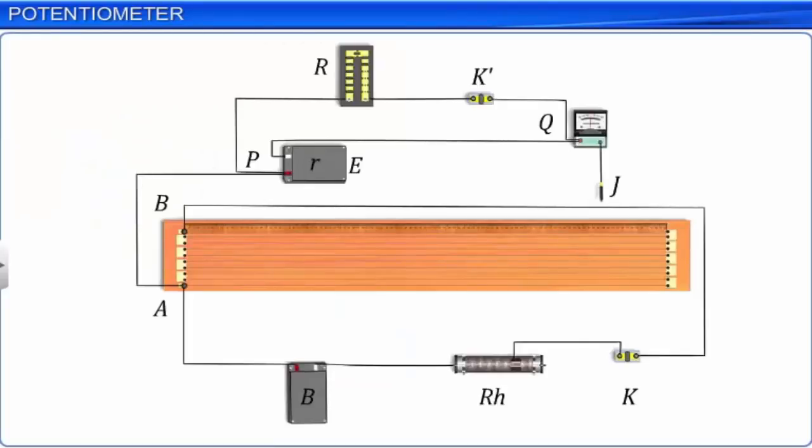Now, let us learn to find the internal resistance of a given cell using a potentiometer. The arrangement to measure the internal resistance of a cell using a potentiometer is shown. In this case, a cell of EMF E and internal resistance r is connected across points P and Q in the secondary circuit. An external known resistance R through a resistance box is connected to the cell via a key K' across points P and Q. Here is the circuit diagram for the arrangement.